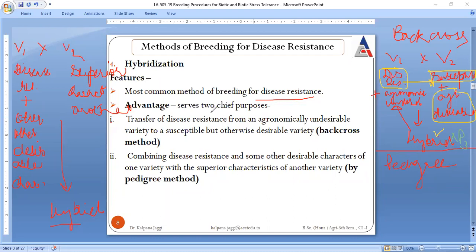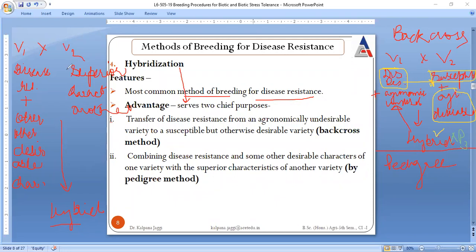So this is the basic concept of hybridization, and it is one of the most common methods of breeding, serving two main purposes. The very first is the transfer of disease resistance from an agronomically undesirable variety to the susceptible variety, which is otherwise agronomically desirable.